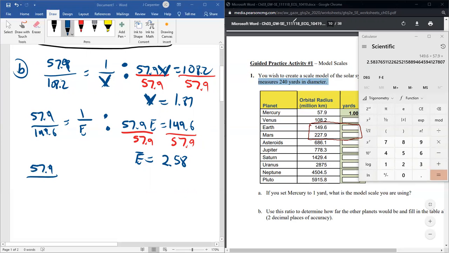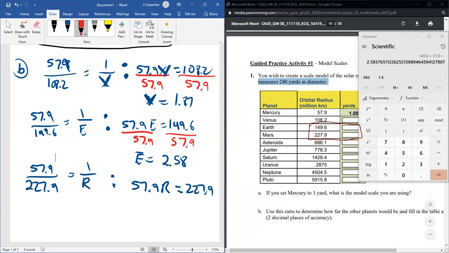So 57.9 over 227.9 equals the 1 over, now we're talking about Mars. We used M for Mercury. Let's go R for Mars. So R, the third letter of Mars. Cross multiply, you end up getting 57.9 times the Mars variable equals 227.9. You're going to end up dividing both sides by 57.9. And this is another reason I like to keep using the top row, because we keep doing the exact same algebraic step. And if you pay attention, why did I show it that way as a fraction?